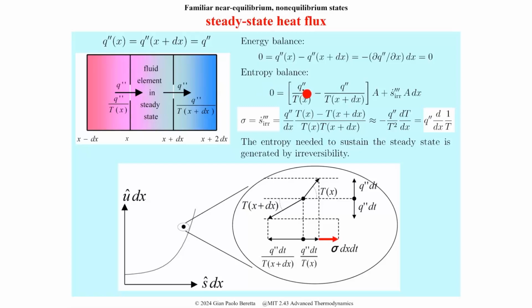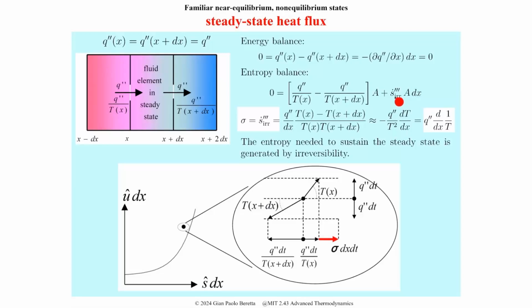And Q double prime is Q dot over A. It's the flux, so this is the heat rate per unit area. Minus the entropy that goes out on the other side. And this is Q double prime divided by the temperature which prevails there, which is slightly different. And then plus the entropy produced by irreversibility.